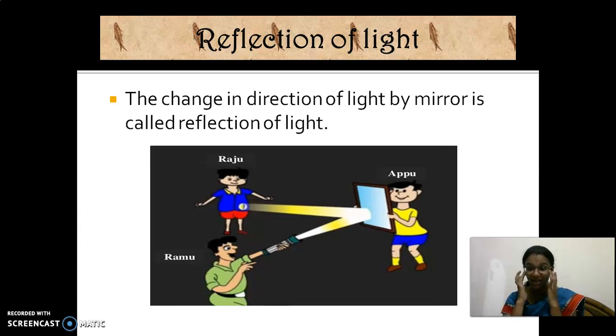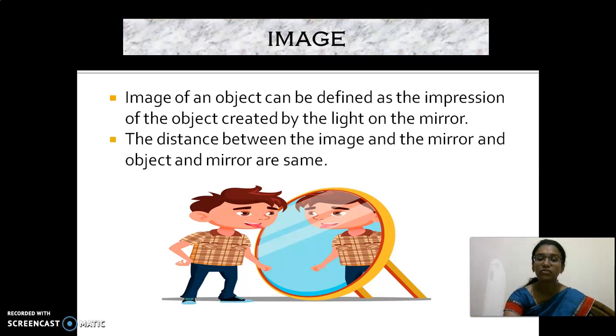Just recall everything, children. By having a continuation only, we can move on to the next topic. Don't think why ma'am is telling this again and again. If you have a continuation only, you are able to follow the next topic. And then image. Image of an object can be defined as an impression of an object created by the light. As I said already, if light is there only, we are able to get the image.